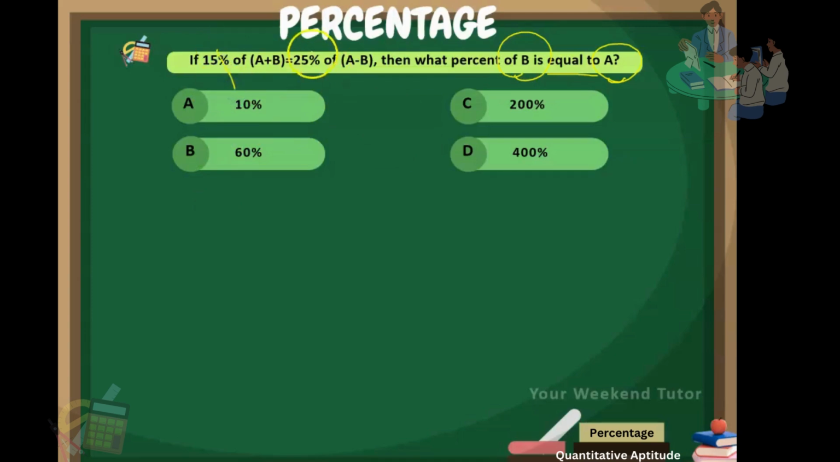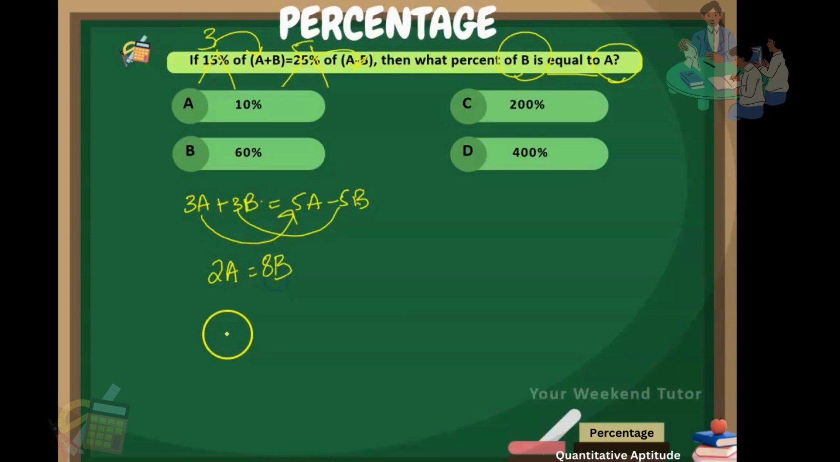Here, cancel the percentage. It will go in the 5 table: 5 3s are 15, 5 5s are 25. Now multiply 3 with these two. That means 3a plus 3b is equal to 5a minus 5b, right? After simplifying, you will get 2a, and this 5b comes to the left hand side, so 5 plus 3 is 8b, right?